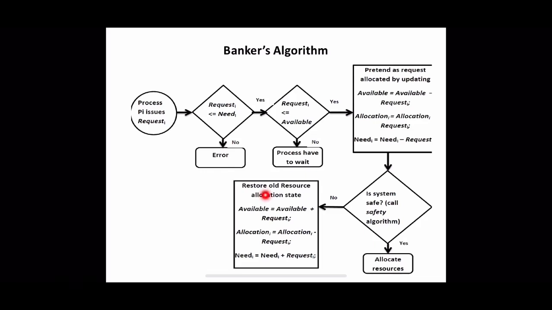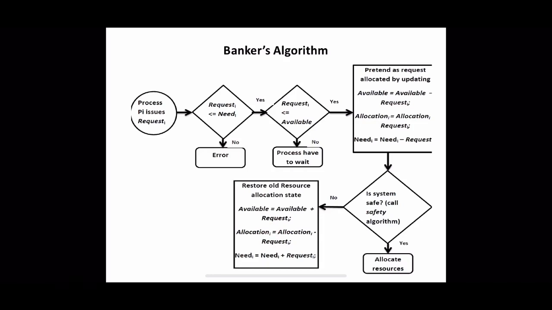So how do we do it? All the changes should be reverted back. To Available we have to add the request, because we had deducted it, right? Like that, Allocation i will be Allocation i minus Request i. Need i will be Need i plus Request i. Whatever we updated here, we have to do the reverse. This is how the Banker's algorithm works.